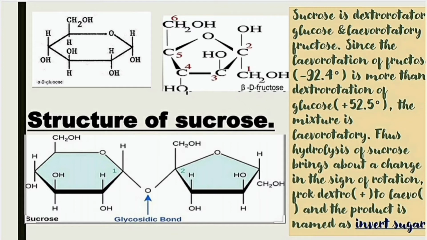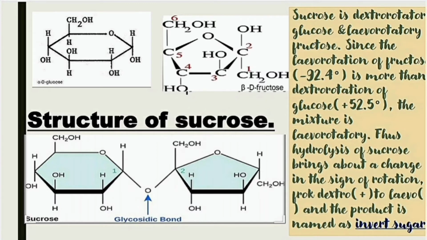The hydrolysis of sucrose into single sugars is necessary before the sugars can be metabolized. So this hydrolysis of sucrose brings about a change in the sign of rotation from dextro, that is plus, to levo, that is minus, and the product is named invert sugar. So sucrose is known as invert sugar because the hydrolysis results in an inversion of rotation of plane polarized light, that is a 50-50 mixture of both fructose and glucose, its two constituent monosaccharides.